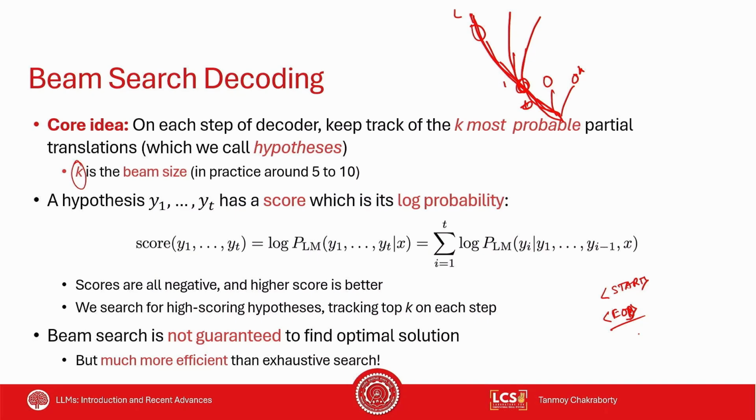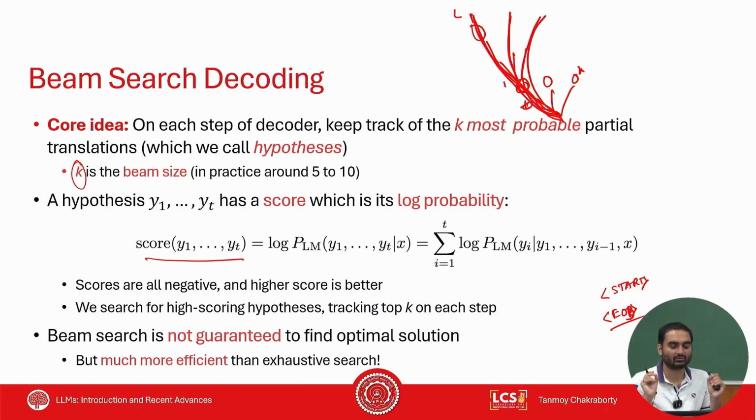So which hypothesis will I choose at the end? I will choose the hypothesis whose score is higher. And how do we measure the score? The score is essentially the log probability of the sequence that we have generated so far. Clear? So I mentioned two things. One is the value of k. We decide a k, and then every hypothesis will be assigned a score.